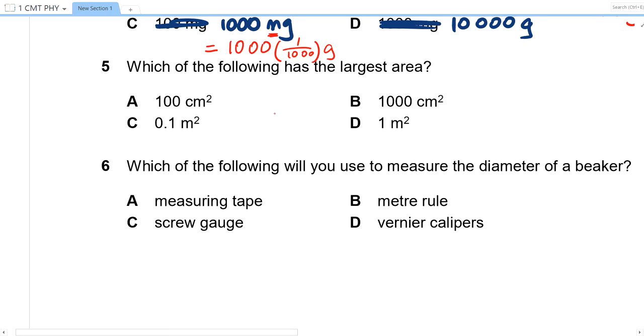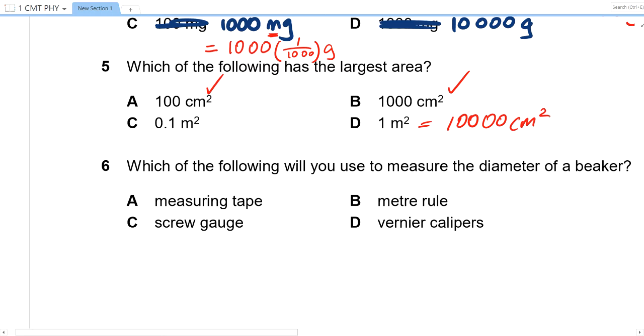Change it to square centimeters. Okay, can we do that? I've got square centimeters. What is this in square centimeters? 100 square centimeters. Am I right? Right or wrong? Wrong, huh? We just did it a while ago. This is 10,000 square centimeters.